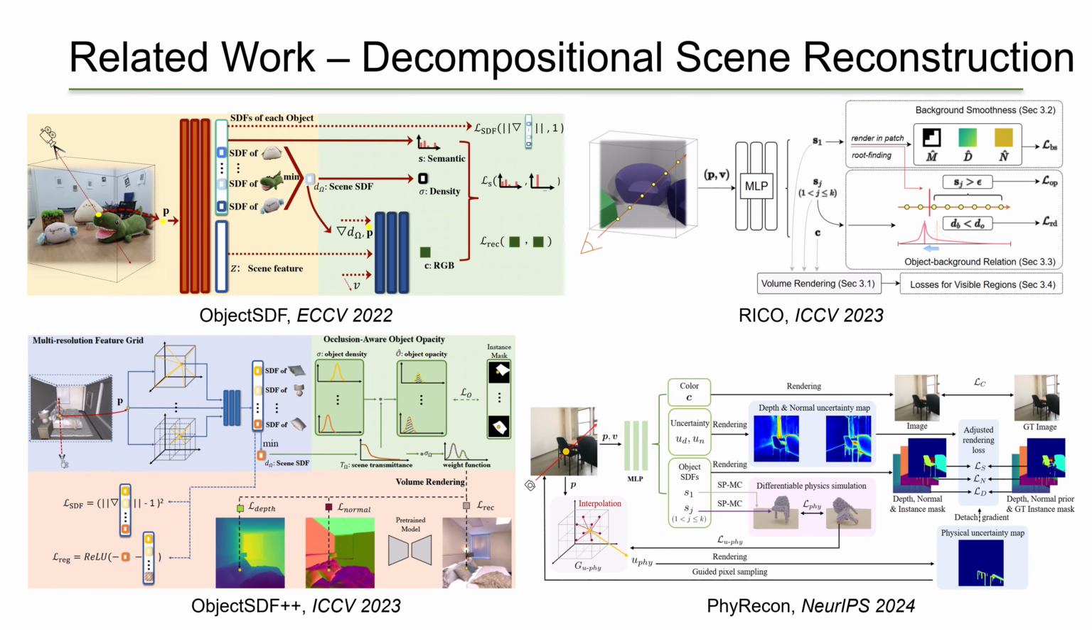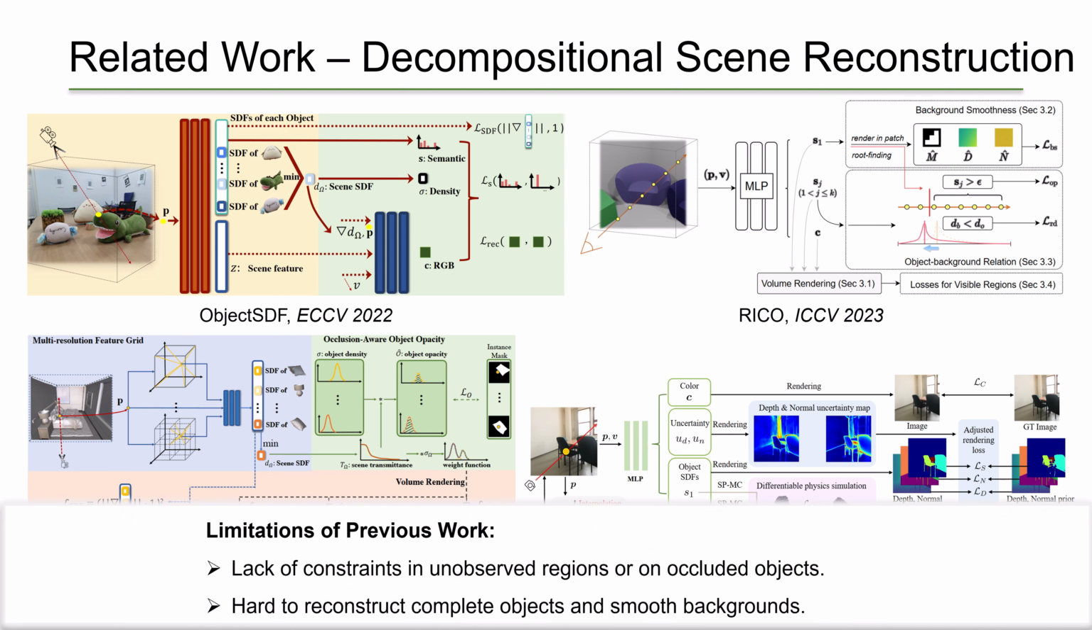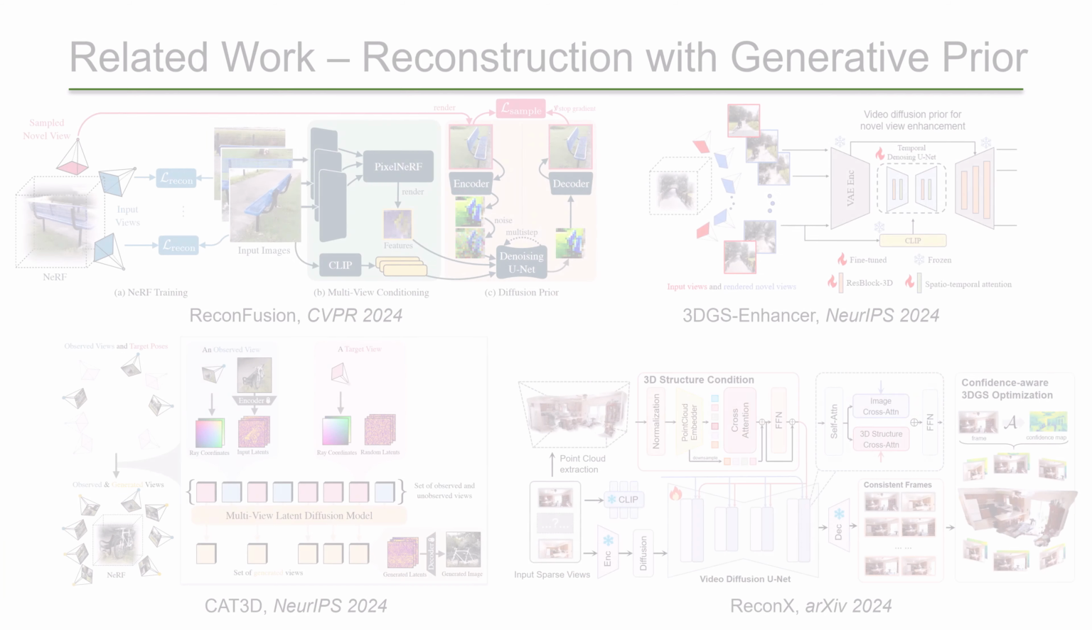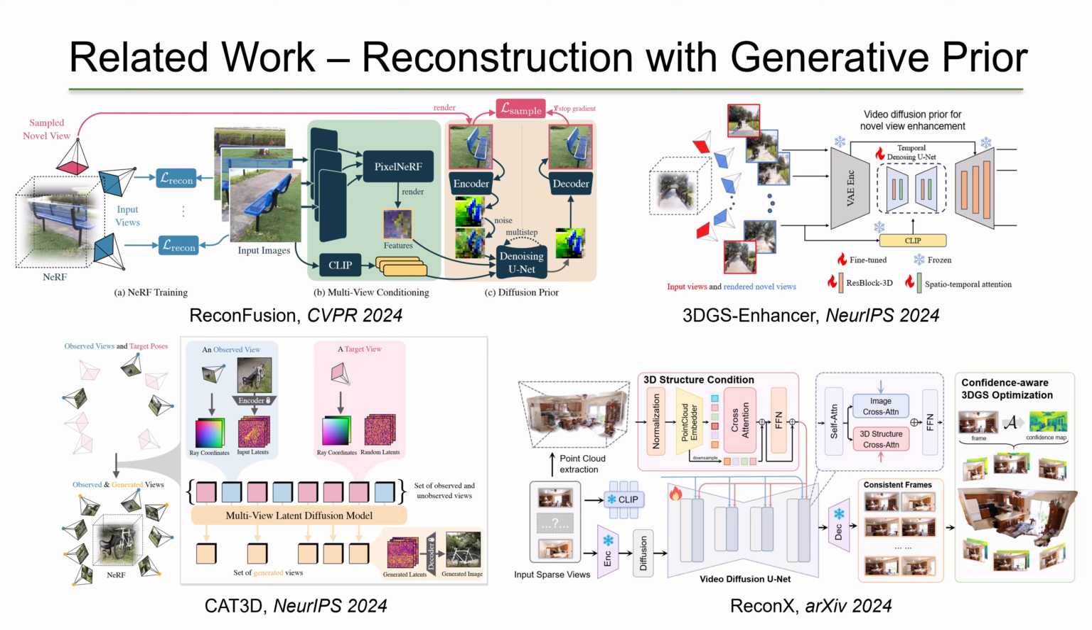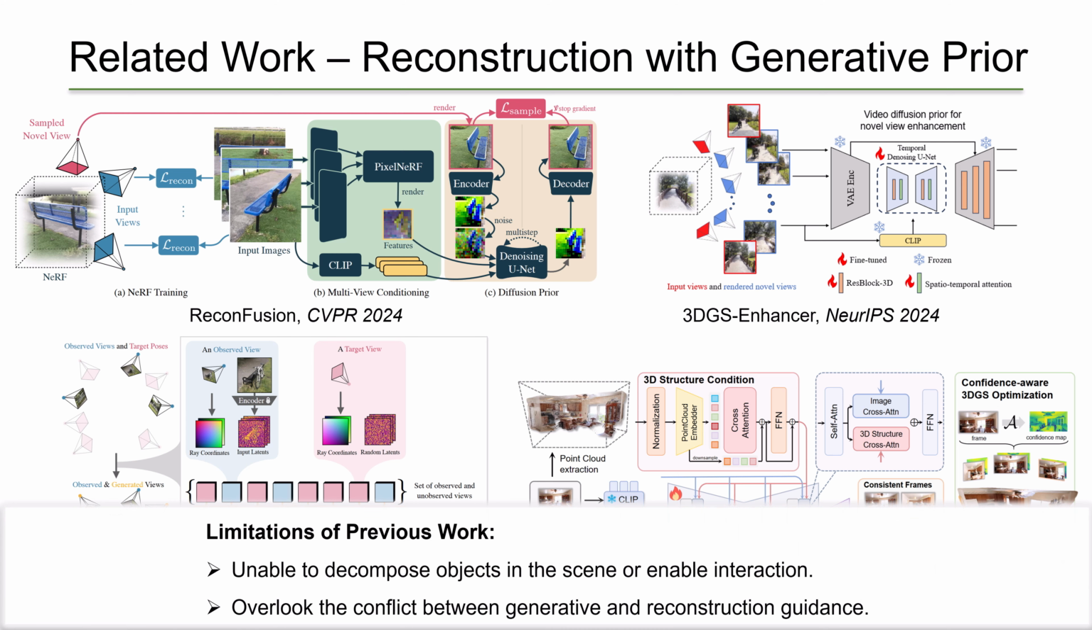Recent decompositional scene reconstruction methods can decompose the latent 3D scene representation into background and foreground objects. However, they lack constraints in unobserved regions or on occluded objects and struggle to reconstruct complete objects and smooth backgrounds. Recent efforts have effectively leveraged diffusion models to provide prior knowledge for reconstruction. However, they fail to decompose objects within a scene, and they often overlook the conflict between generative and reconstruction guidance.